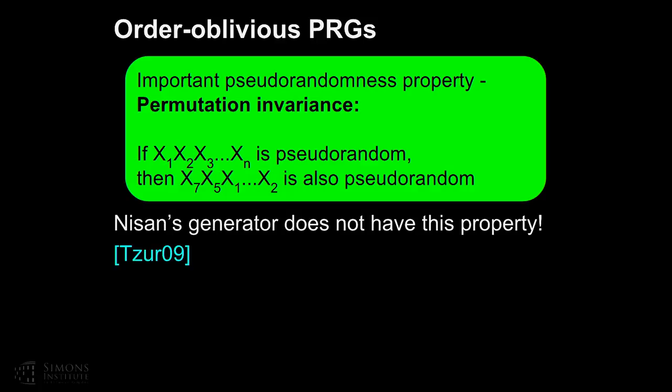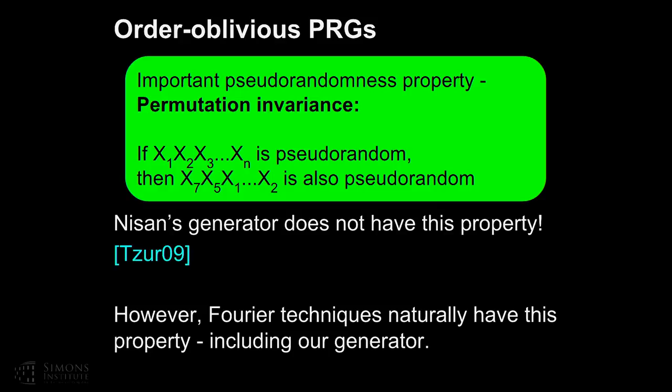In fact, you can come up with an example of, I think, a width 5 branching program, with a specific instantiation of the hash function being used in Nissan's generator, that is able to distinguish these things. So if you permute it carefully, you actually can break this. I think that's interesting.